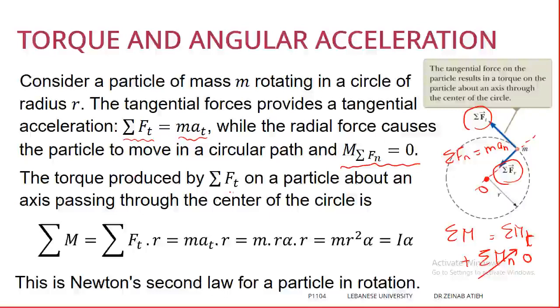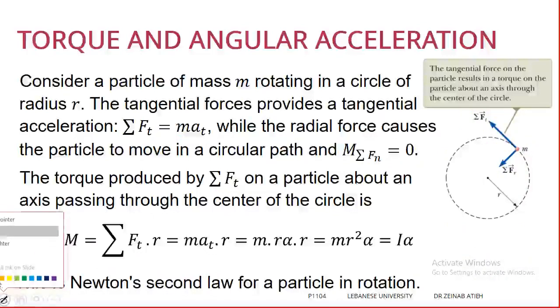So the torque produced by the forces acting on my particle about an axis passing through the center of the circle is the sum of moments of all forces acting on my particle, which is simply that of only the tangential part. Okay, it's always F R. Okay, the moment equals the force times the distance, which is R, times sine 90. Sine 90 is 1. Okay, remember, it's sine 90, it is 1.